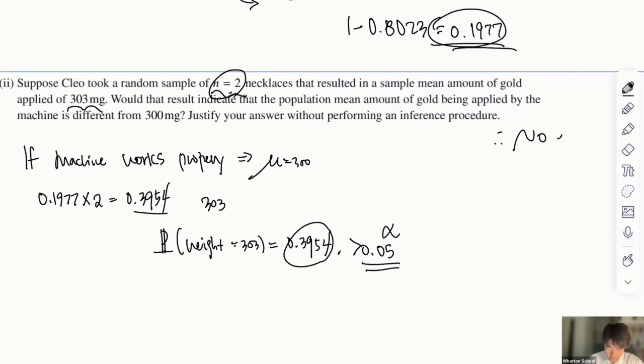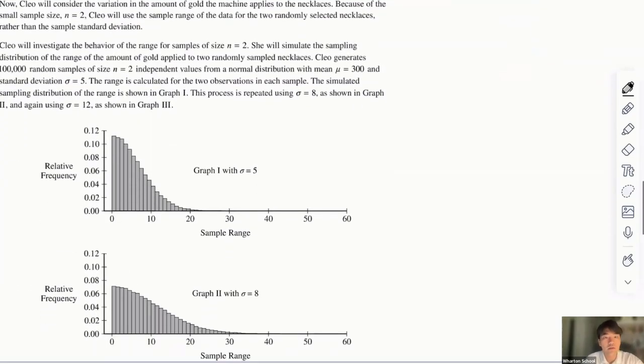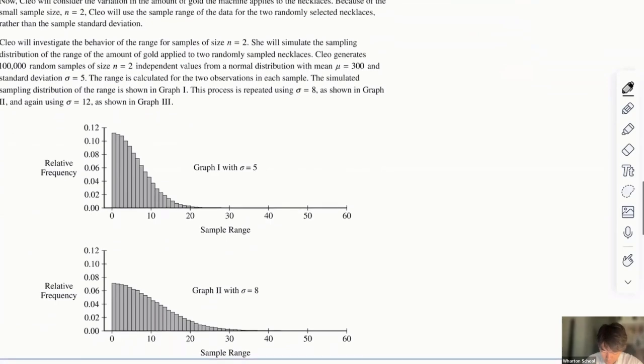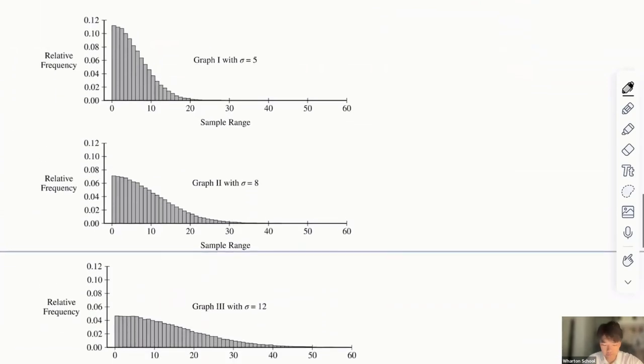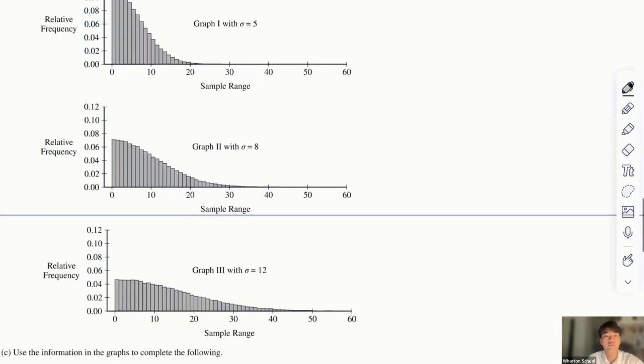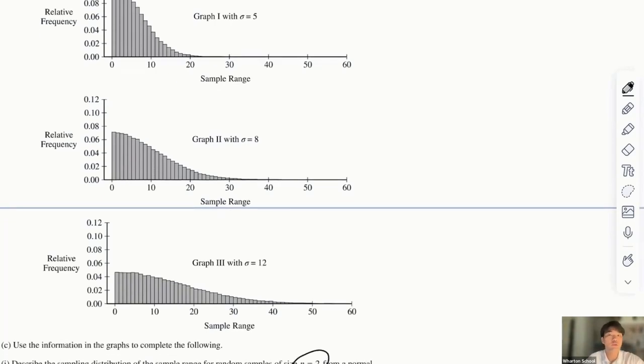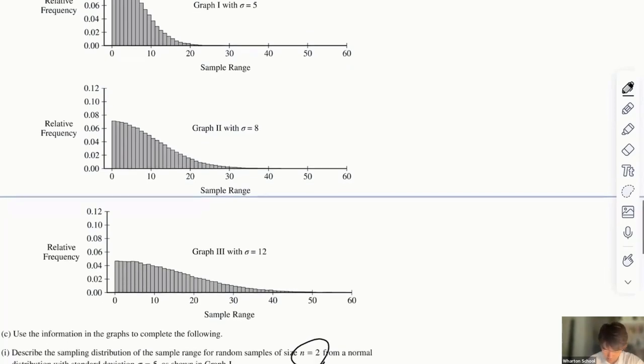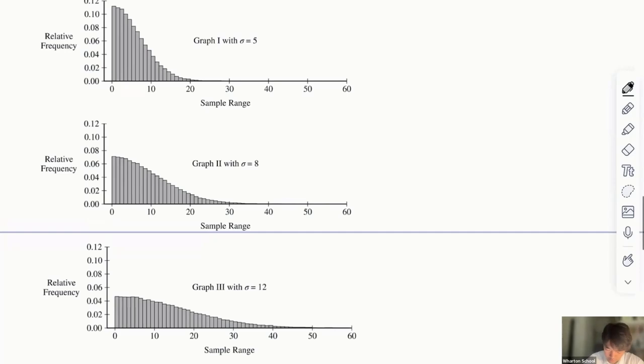Okay. All right. For the next question, we are given three graphs with different standard deviations. It says to describe the sampling distribution of the sample range for random samples of size n equals 2 from a normal distribution with standard deviation equals 5, as shown in graph 1. So the distribution of the sample range from random samples of size n equals 2 from a normal distribution of the amount of gold with standard deviation of 5 is skewed to the right. If you look here, this is skewed to the right.